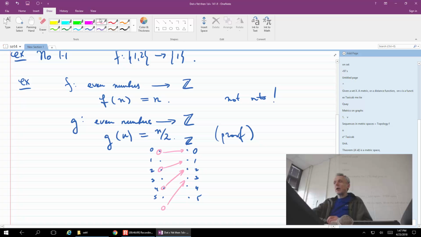Like this, so they shrink. So you're shrinking the spread. Even numbers are spread out through this set of Z, and then you create a function that shrinks that spread, and then it becomes one-to-one and onto, and that's how we know that these two have the same cardinality. So that's how we do it.